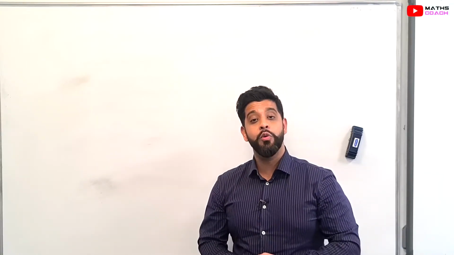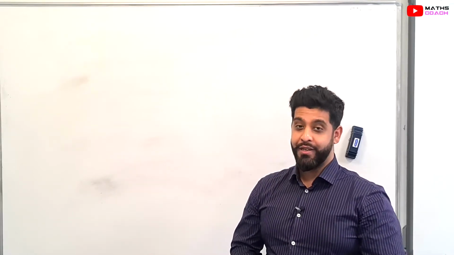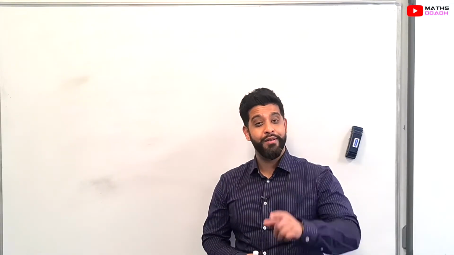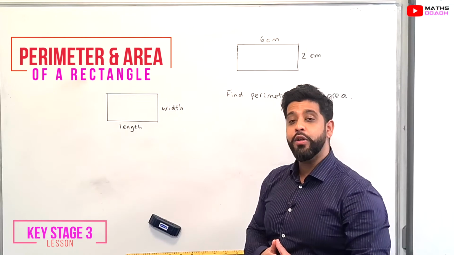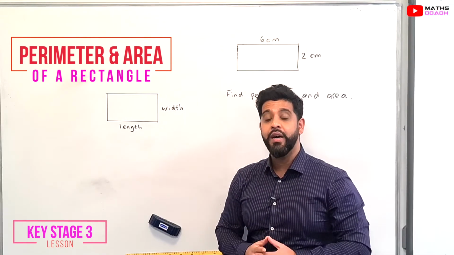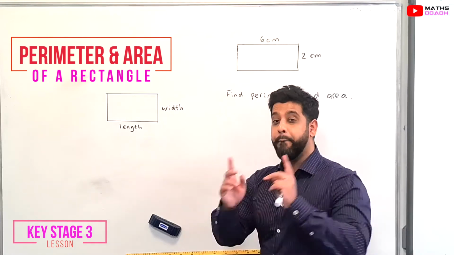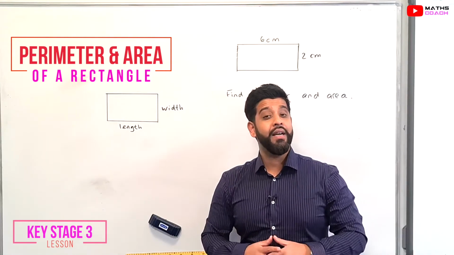In this lesson, we will be looking at the area and perimeter of 2D shapes, particularly rectangles, so stay tuned. Let's start by looking at a rectangle and finding out how to calculate the perimeter and the area of a rectangle. But before we begin, we need to know what is meant by perimeter and area.